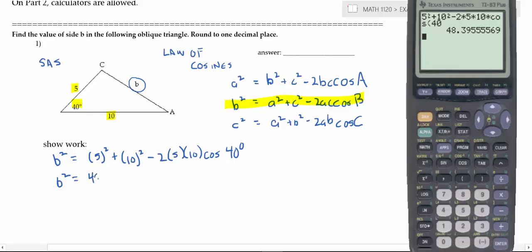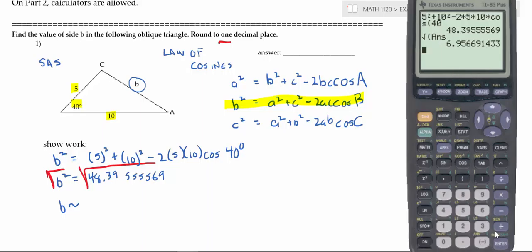So I'm going to write that down, putting all the decimals in there. And then what you would do is the square root of both sides. And then we can round that to one decimal place, whatever is specified in the problem. So what I do is that this is stored in the ANS key, which is a memory key. So one thing you can do is go second, square root, use that ANS key. That'll automatically plug the 48.39 in using all the decimals.